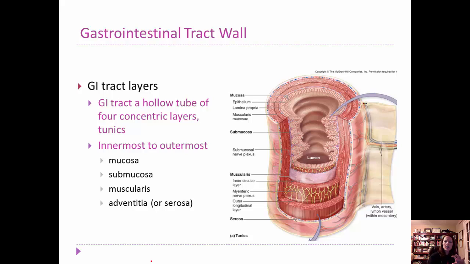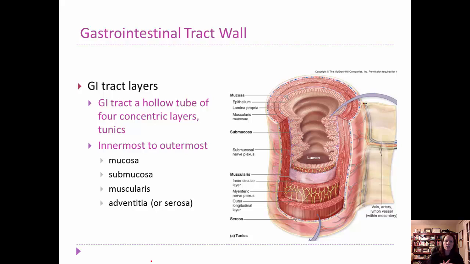So let's take a look at the wall of the digestive tract, the GI tract layers. So obviously this is a hollow tube. We just talked about how it's a hollow tube, and there's going to typically be four concentric layers, and these are also called tunics. You might remember that word tunic from the blood vessel chapter. We talked about the three tunics of the different blood vessels. So we have tunics here in the layers of the GI tract as well.